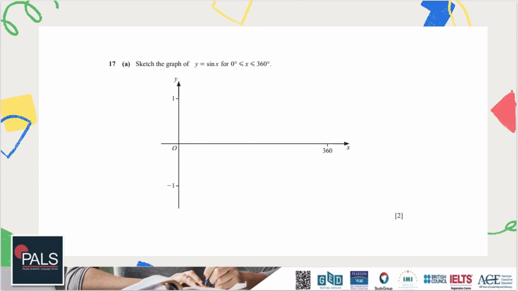Number 17, sketch the graph of y equals sine x. So graph sine x from 0 to 360. It is 90, 180, 270, and okay, sorry, 90, 180. It's not to scale. Like this. So we start with 0, 90 is 1, 0, minus 1. This is the graph of y equals sine x.